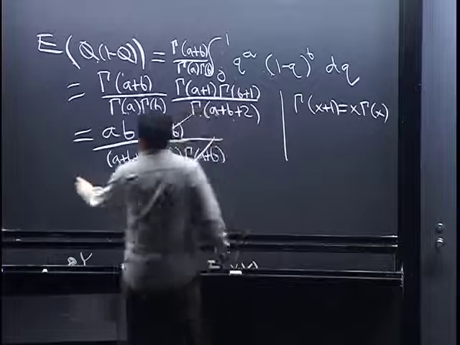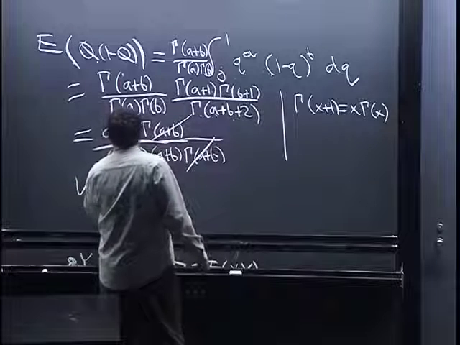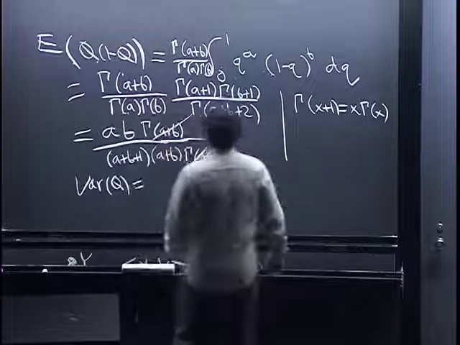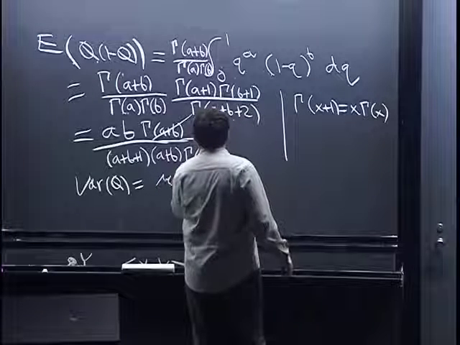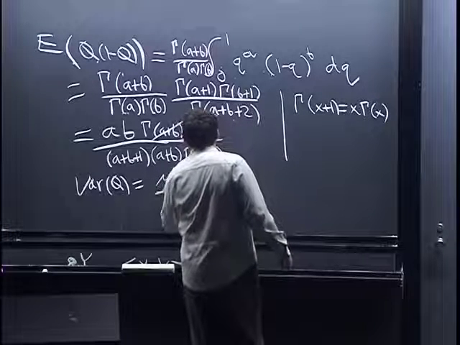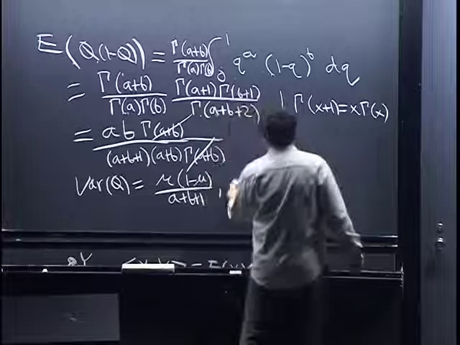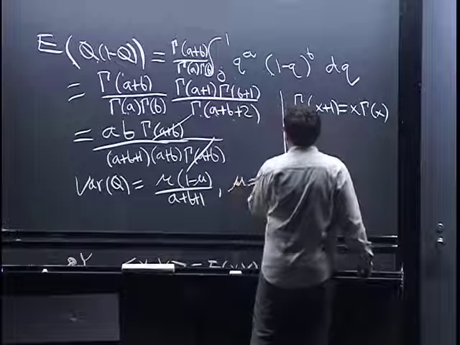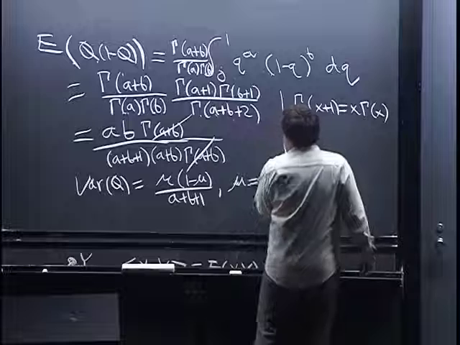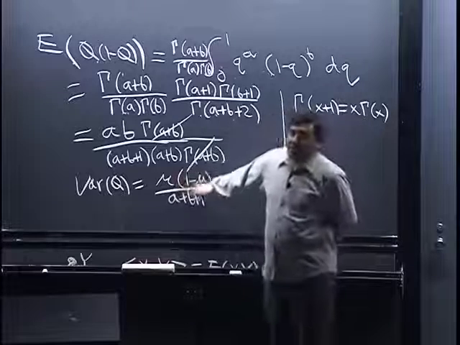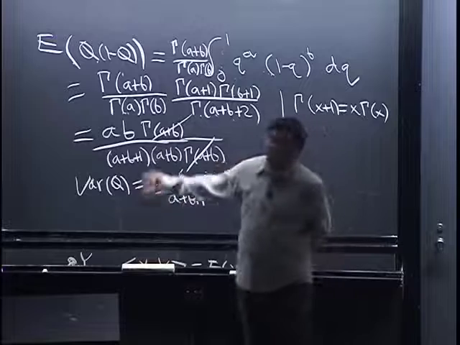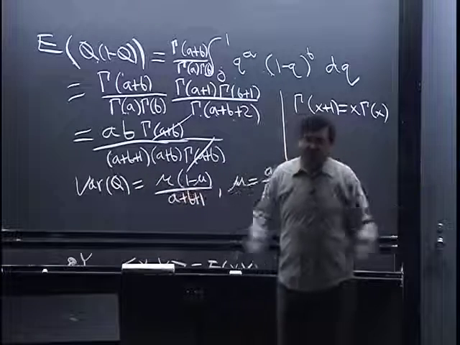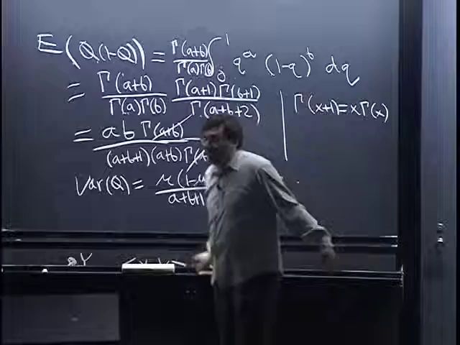And similarly, you can get the variance of Q. A nice way to write the variance of a beta is mu(1 minus mu) over (a plus b plus 1), where mu is the mean of the beta. So mu equals a over a plus b. You check this in exactly the same way. So then we're done. You can do some algebra to simplify, but just plug those things in, and that's the answer. So that's all for today.